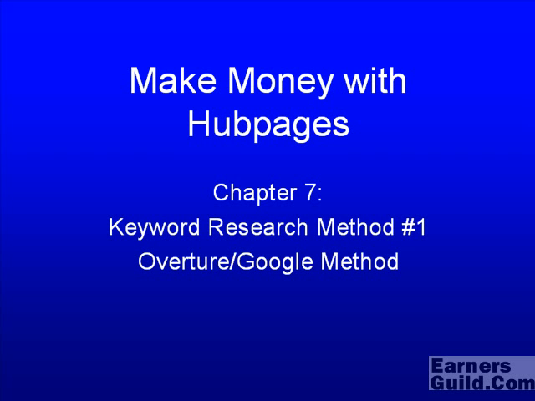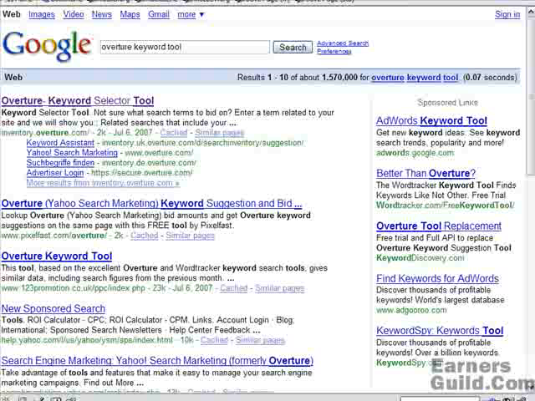Chapter 7, Keyword Research Method Number 1, the Overture Google Method. Okay, so now that we have an idea of the niche that we want to get in, and we also have an idea of some type of product that's going to match that, it's time to start looking at keywords. As I mentioned before, the keyword research phase is extremely important, extremely. Let me show you exactly how I get my keyword.